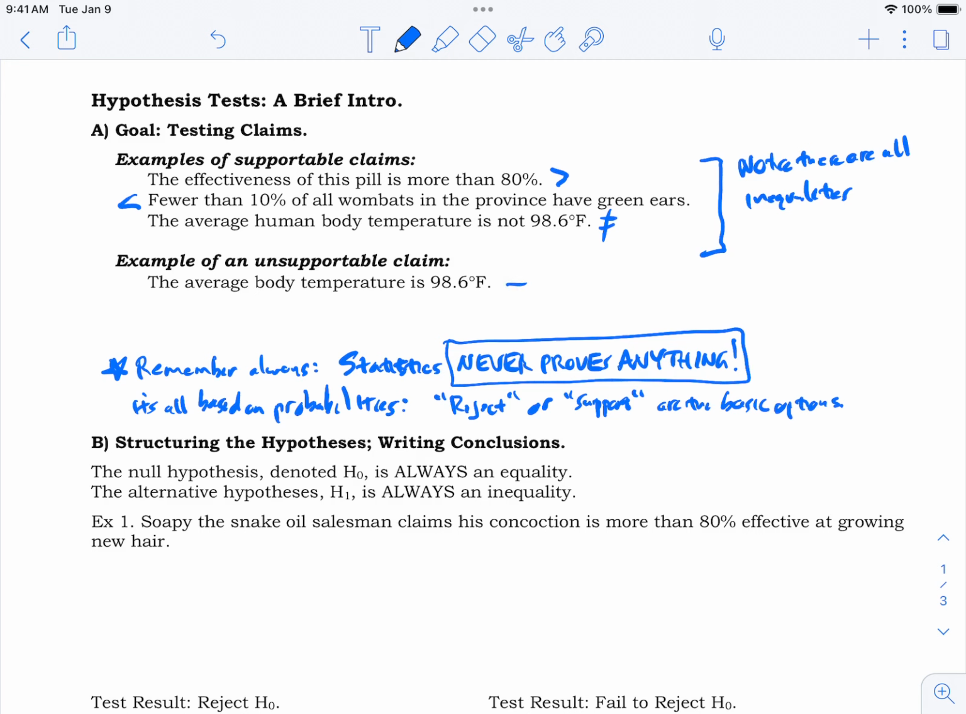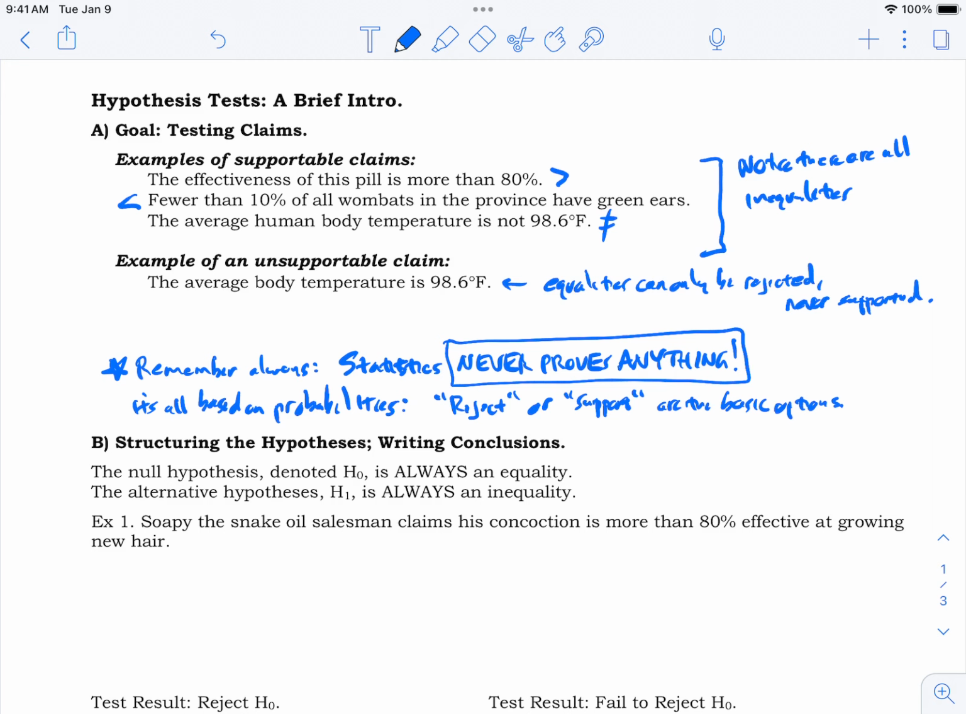Here's another claim that you could test, I suppose, but you won't be able to find support. You can't actually support an equals. This is an equality. Equalities: the body temperature is 98.6. You can't actually support that. Equalities can only be rejected, never supported. So you might reject that claim, but you're not going to be able to support it.